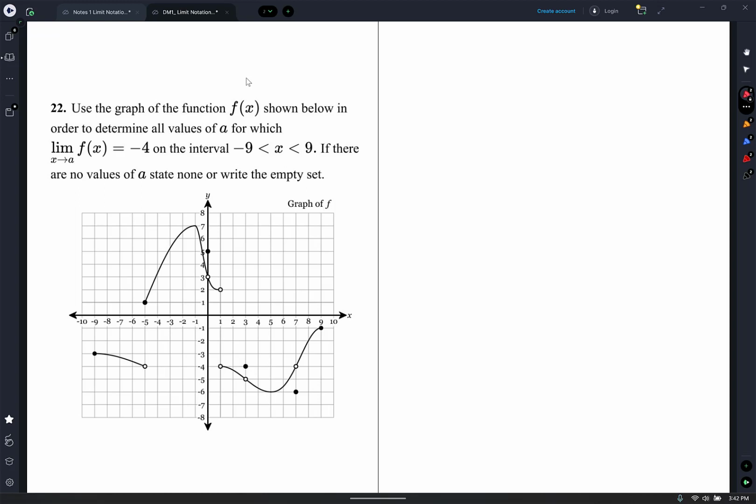Okay. I see 1. That one right there. I know there is 1 if you approach from the left or from the right, but I want from both directions. So if it makes life easier, you can draw a horizontal line at -4. And there it is. There's 1 right there. It's a hole there. So a equals 7. Limit as x approaches 7.